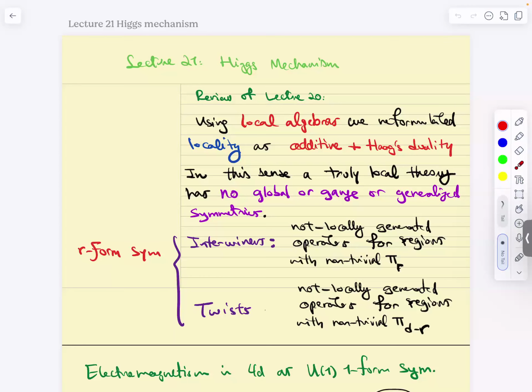All right, so we start with a review of what we discussed in the last lecture. We use local algebras to reformulate locality, or a strong notion of locality, as additivity plus Haag duality, right? In this sense, a truly local theory has no global or gauge or generalized symmetries.